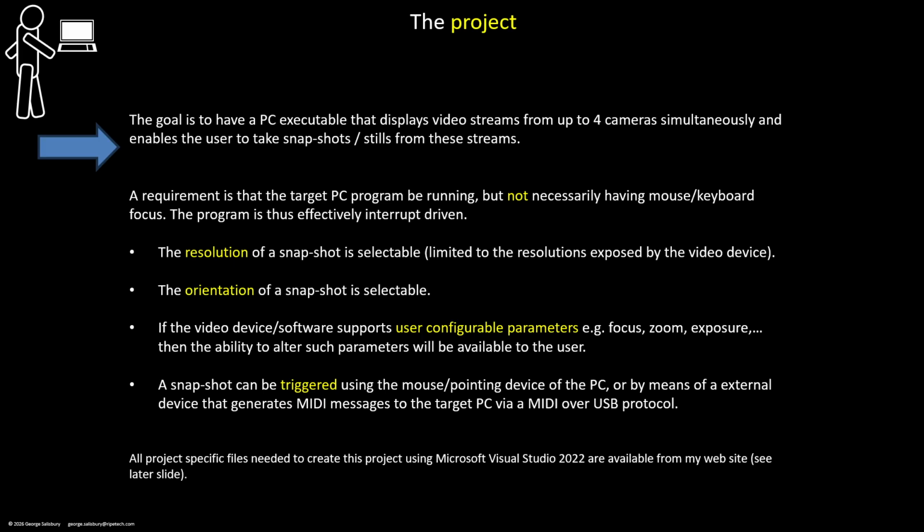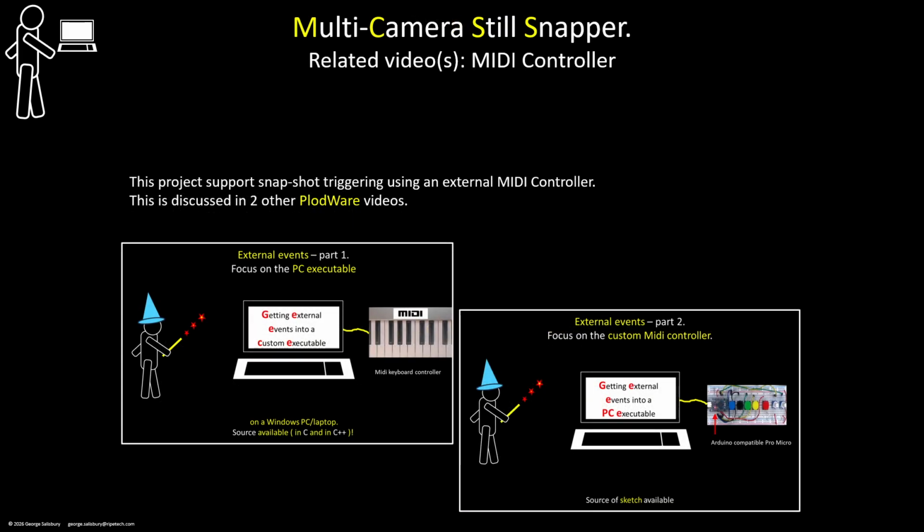You can trigger a snapshot either using the mouse pointing device of the PC or by means of an external device that generates MIDI messages to the target PC via a MIDI over USB protocol. Now, there were 2 other videos that I've done which are related to this: how to create a PC executable that responds to MIDI messages, and a video that focuses on how to create a custom MIDI controller. I use the ideas from these 2 videos in this project.